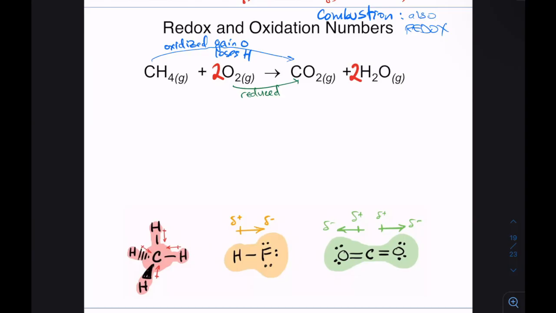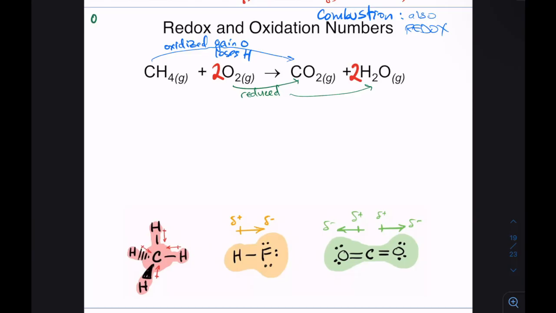You can also think of it as being reduced. Here, the oxygen is gaining hydrogen, right? And that was one of the other definitions I gave you. All right, but the formal way to show this, though, is using something that's called oxidation numbers. We have oxidation states and we have oxidation numbers.